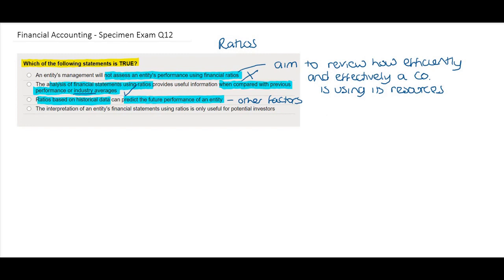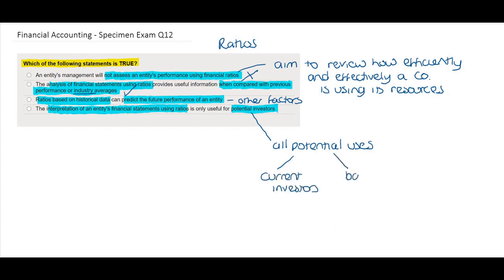Our final statement says that the interpretation of an entity's financial statements using ratios is only useful for potential investors. There are far more users of the financial statements that will benefit from this interpretation. All potential users of financial information will benefit, for example, current investors, banks and potential lenders, and current and potential employees, just to name a few. And so by reviewing these statements, we can see that only one of them is true, which is our second option.